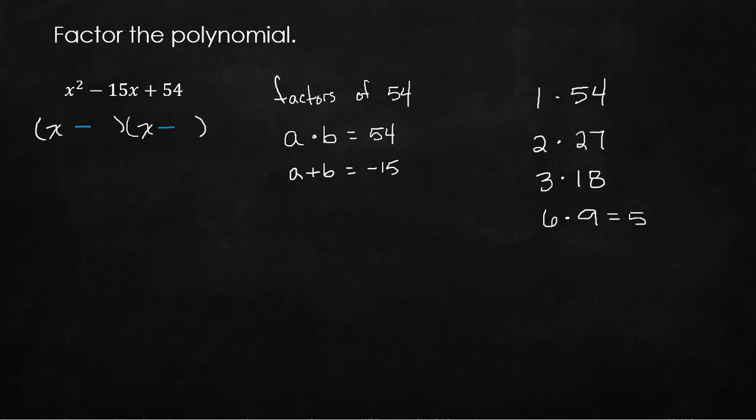So when you multiply those, you get 54. If you add 6 plus 9, you do in fact get 15. But we've got to get a negative 15. So I'm going to plug my numbers in here. We have 9 and 6. We already know the signs are the same. They're both negative. And if you FOILed that back out, you would get x squared minus 15x plus 54.